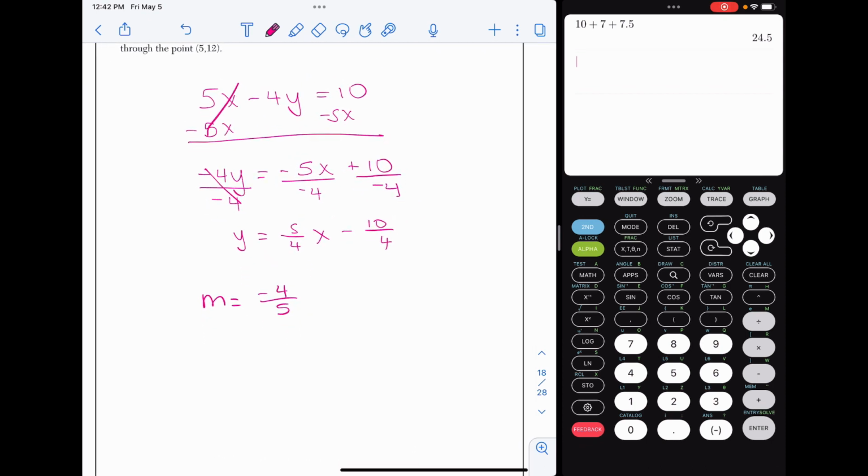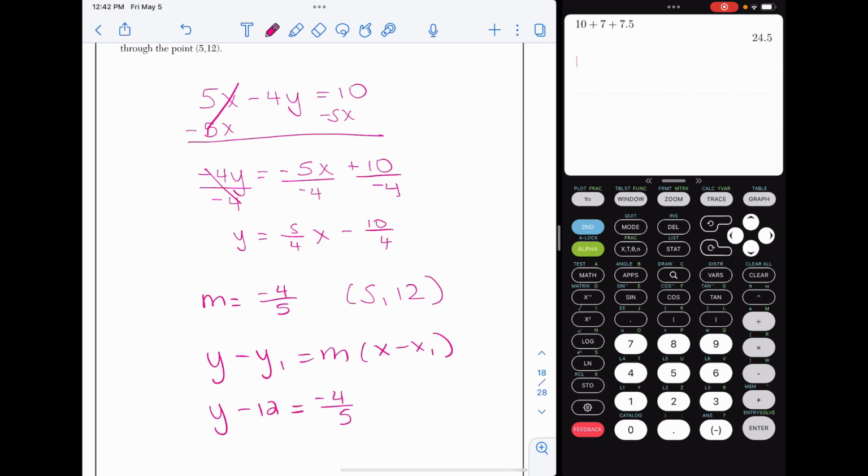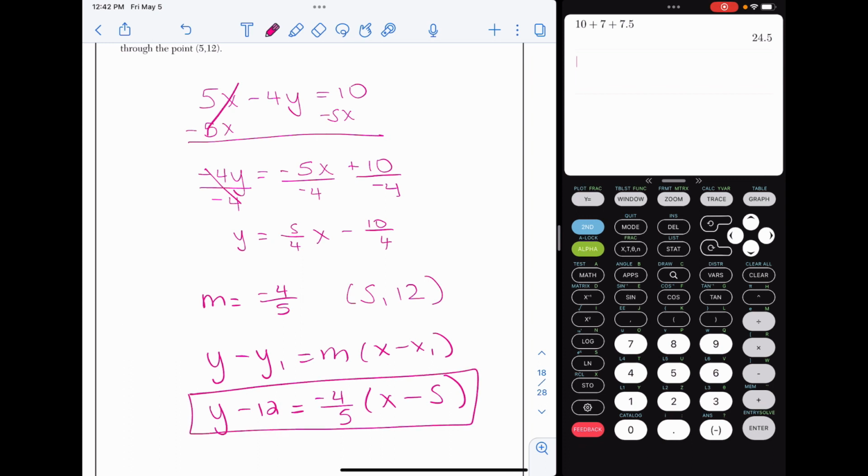Now let's use that slope and our point, and we're going to plug them into point-slope form, which remember looks like this: y minus y1 equals m parentheses x minus x1. So y minus 12 equals -4/5 times (x minus 5). Close the parentheses, and that's our answer. It is not necessary to put this in slope-intercept form. You certainly could, and that would be correct. But to me, it's not necessary to do the extra work and risk making a mistake.